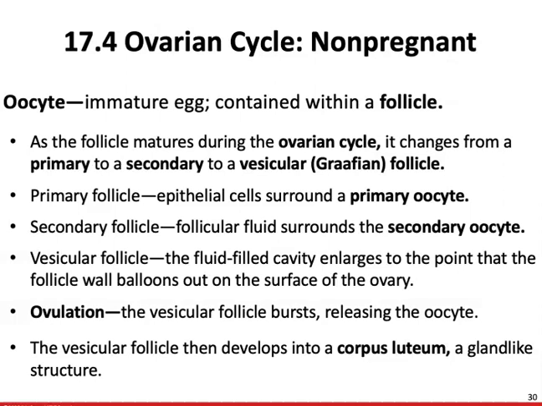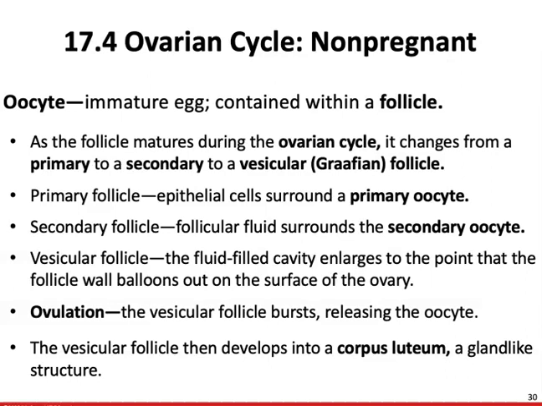So there are a couple of really important steps in oogenesis. Oogenesis is just the production of an oocyte. The primary oocyte is going to undergo meiosis I, which is going to result in 2 cells that are haploid. One of these cells is what we refer to as a polar body. Its function is simply to hold the discarded chromosomes.